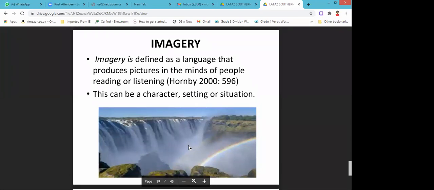Now we'll look at the other technique, the figure of speech of imagery. Imagery is important because it helps us visualize the story, a situation, a character. So it's important to add details to describe people and places. That is why imagery is defined as language that produces pictures in the minds of people who are reading or listening. Below we have a picture of the Victoria Falls.